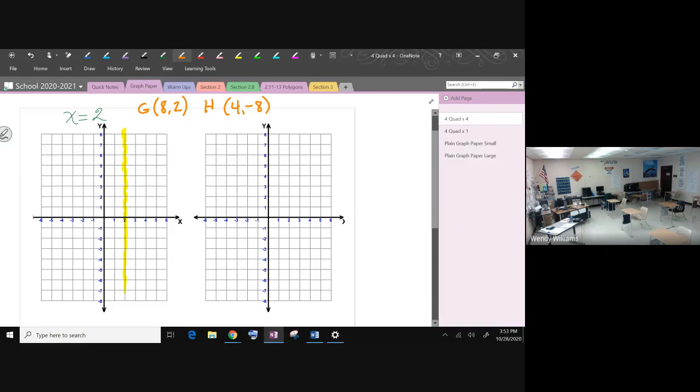So let's plot G and let's plot H. G is at 8, 2. So we're at 8, 2, over 8 and up 2. So that was G. And H is at 4, negative 8. So we're at 4 and down negative 8. And that would be H. So here's my line of symmetry. I want you to remember you're jumping over the line of symmetry. So H should be jumping over here somewhere, and G should be jumping over here somewhere.